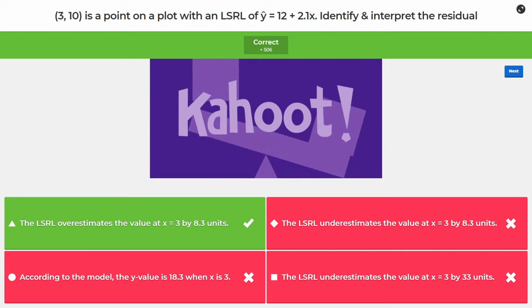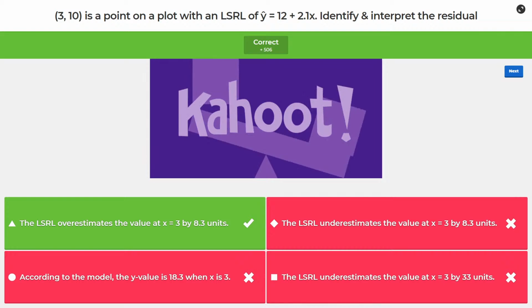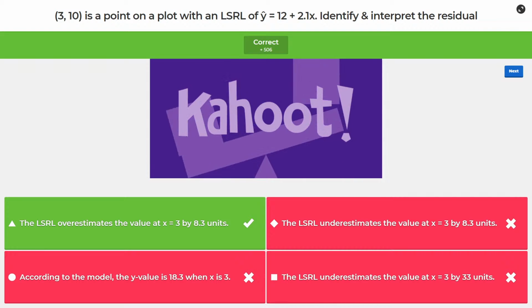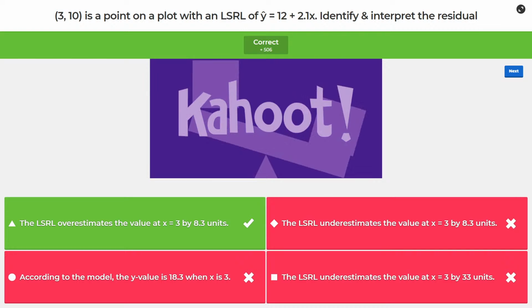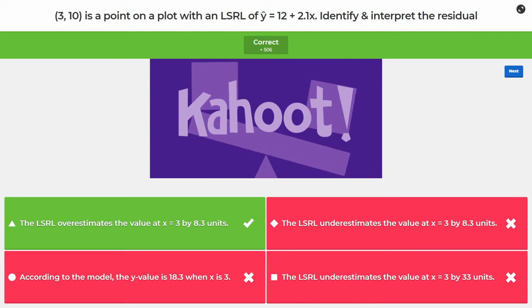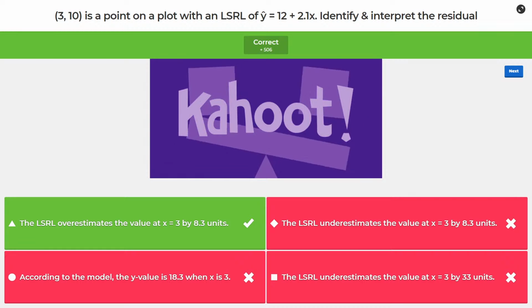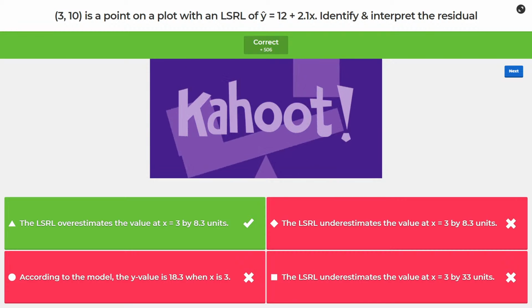So for this one, you get the LSRL overestimates the value at x equals 3 by 8.3 units. To find this answer, you want to plug the x value into the equation. So you get y hat equals 12 plus 2.1 times 3. And 2.1 times 3 is 6.3. So 6.3 plus 12 is 18.3, which will give you y hat. And as you see by the point (3, 10), 18.3 is above 10 by 8.3 units. So it overestimates. And we get that residual by subtracting the predicted value from the actual value, so 18.3 minus 10 is going to be 8.3.